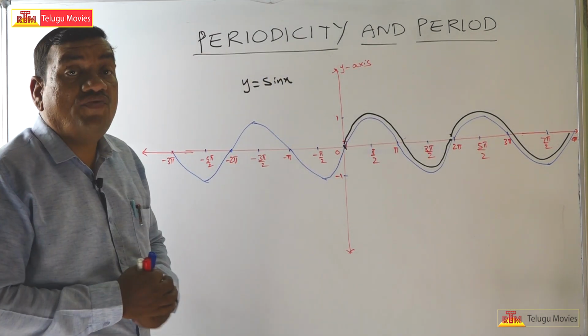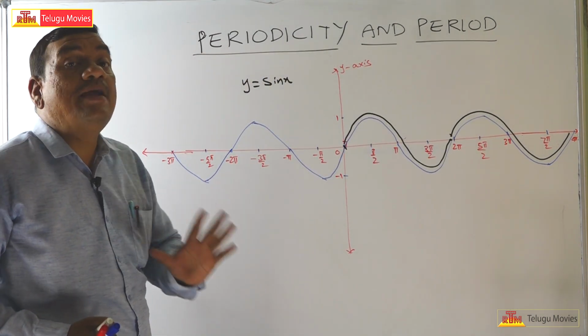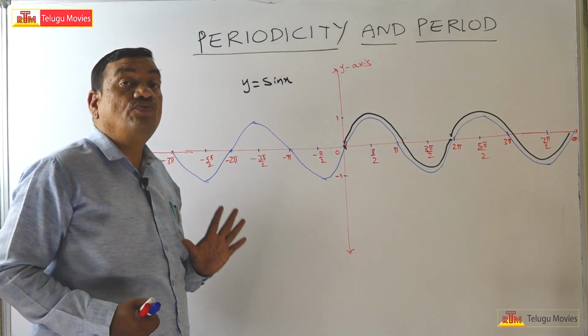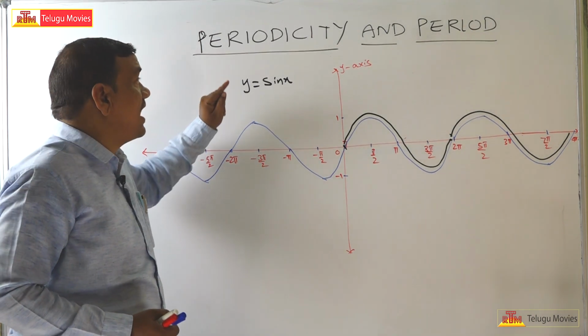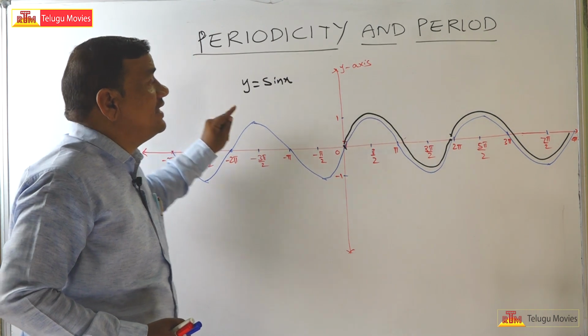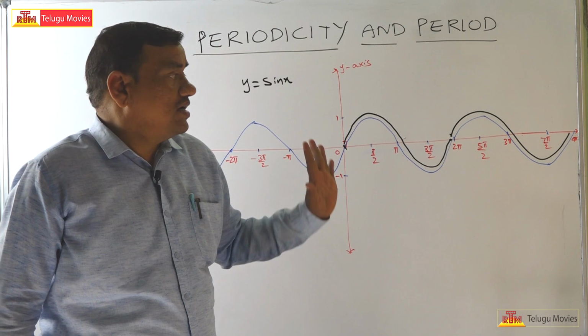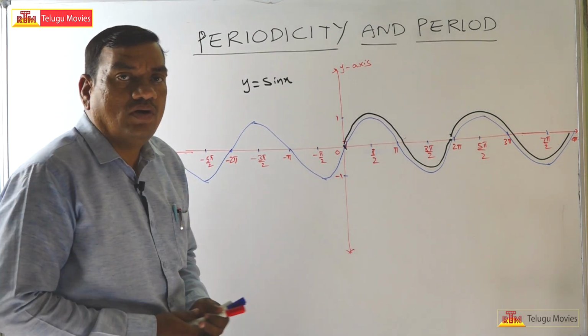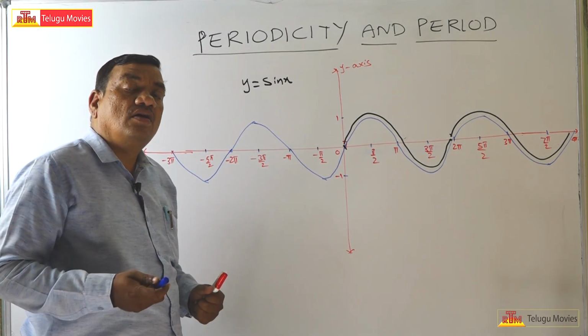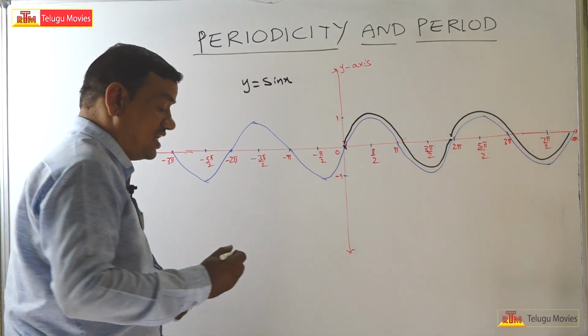First of all, if a graph has that type of nature, then we will say that the graph is periodic in nature. Not all graphs have that type of shape. For example, there are some oscillatory functions graphs.